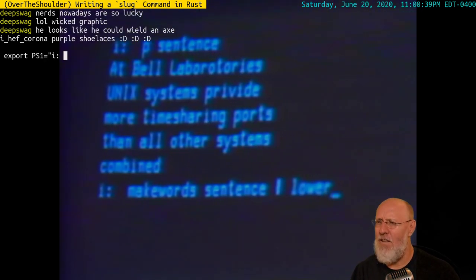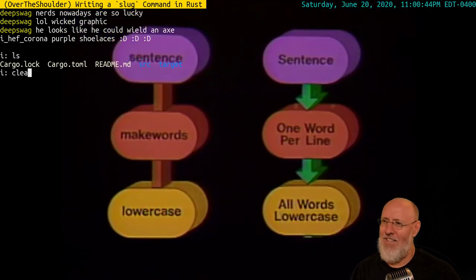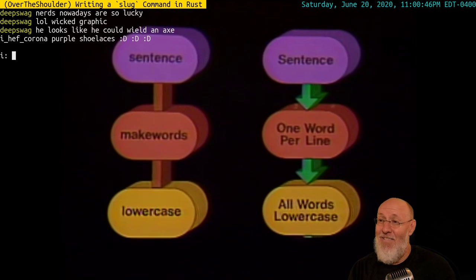Convert it into lowercase. The reason I want to convert it into lowercase is that my dictionary doesn't have any capitalizations, and so words like Bell and Unix would show up as spelling mistakes unless I did this.